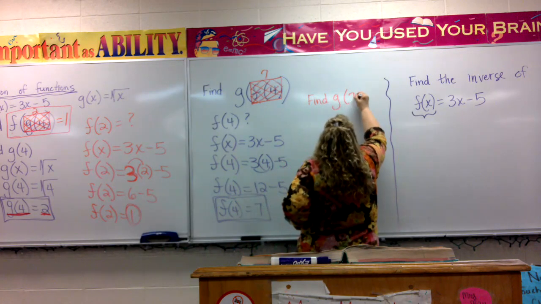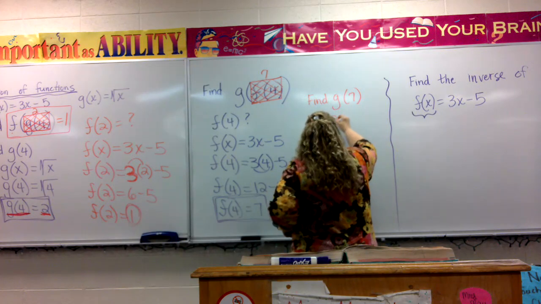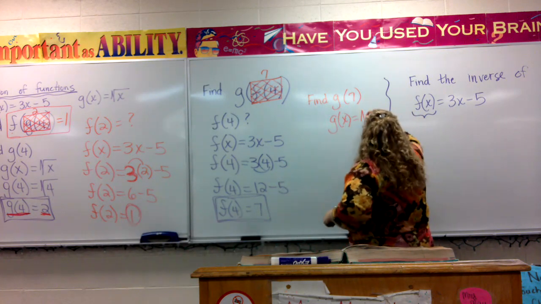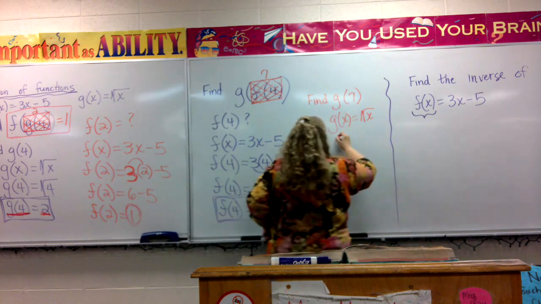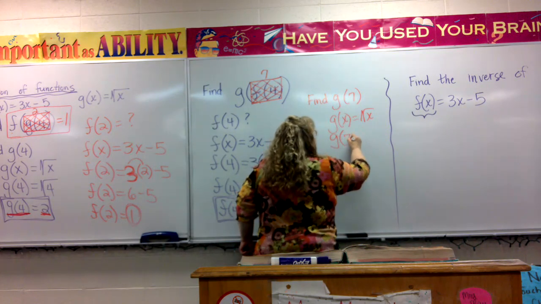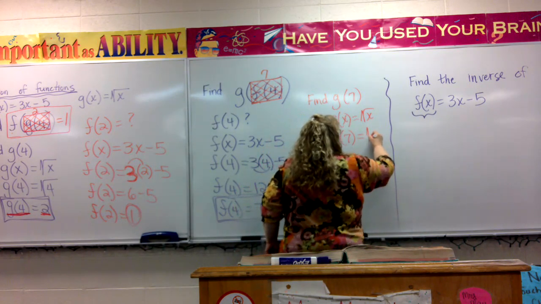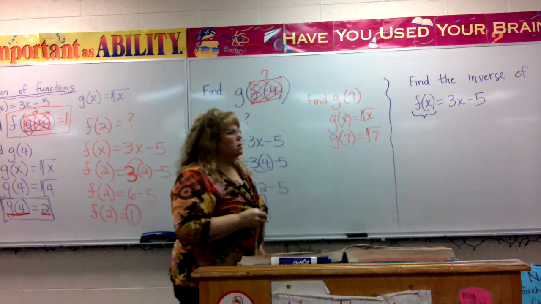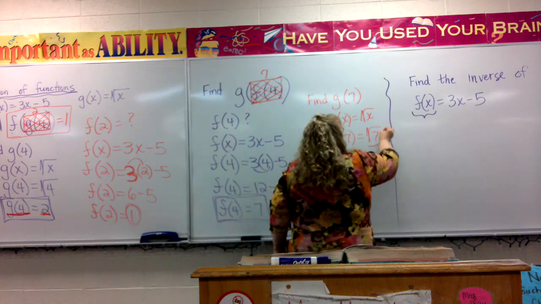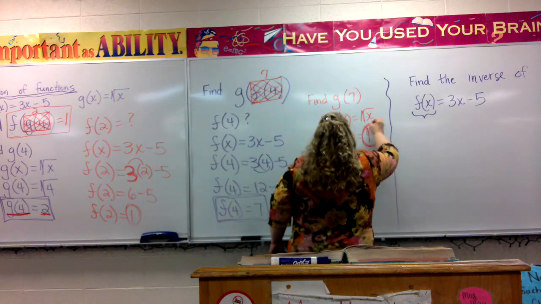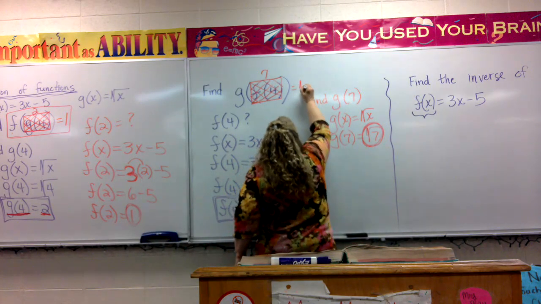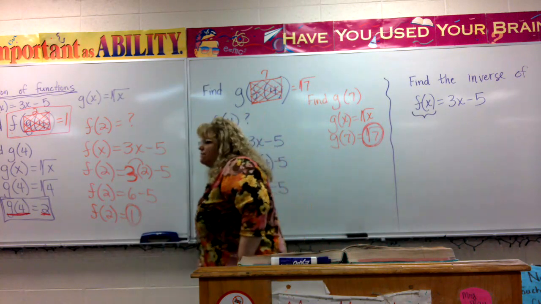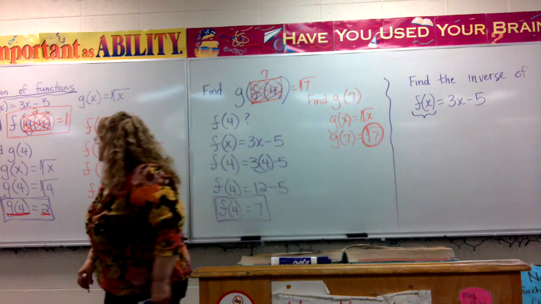g of 7, which means I have to take the g function. What was that again? Square root of x. And where I see the x, I'm going to replace it with 7. That doesn't even come out even, so I think I'll just leave it as square root of 7. That's my answer. If I do it this way, g of f of 4, I get square root of 7.